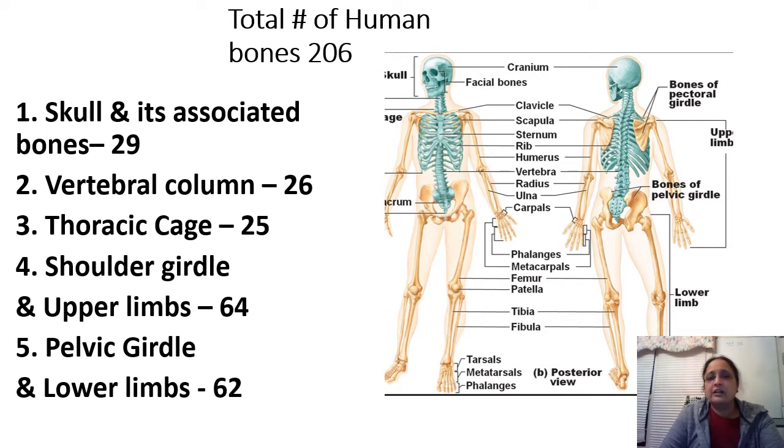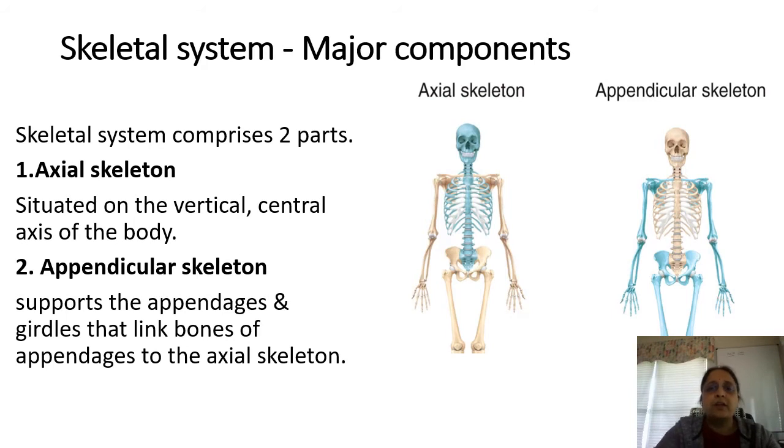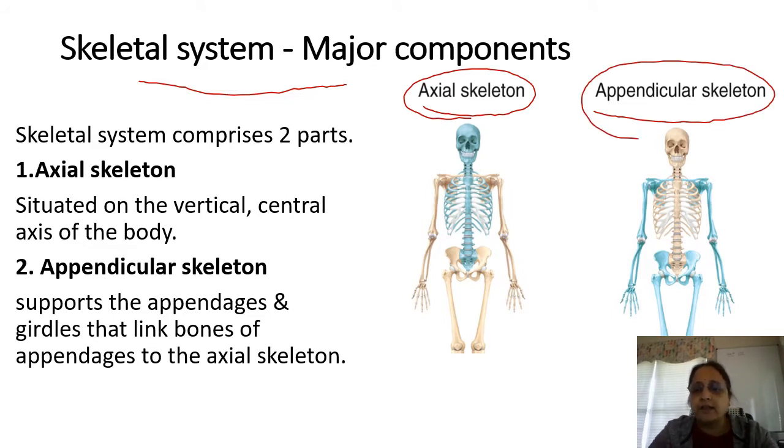So overall, 206 bones together constitute the skeletal system. So how to study this, how to organize this? The main parts of the skeletal system are two: one is the axial skeleton, one is the appendicular skeleton.